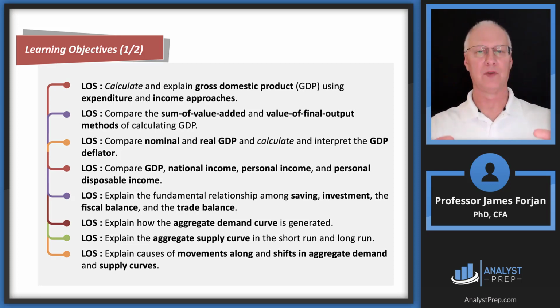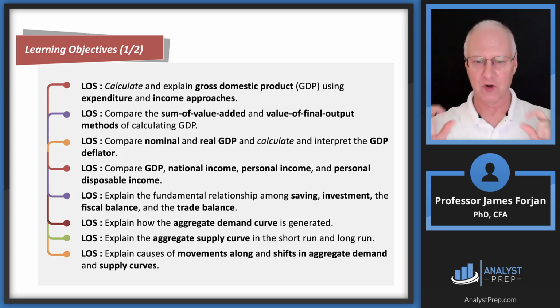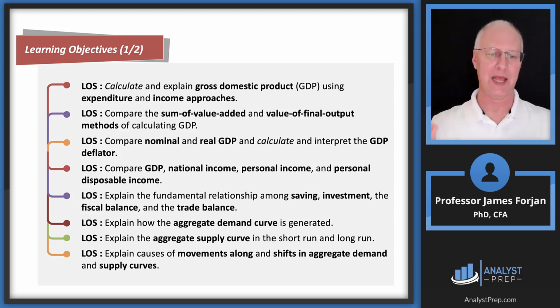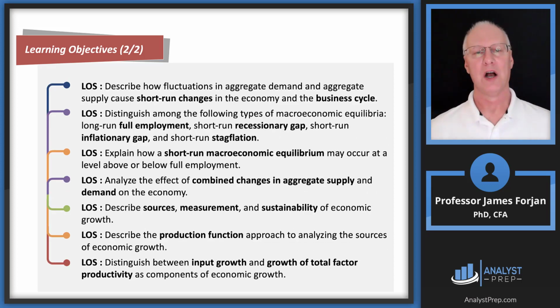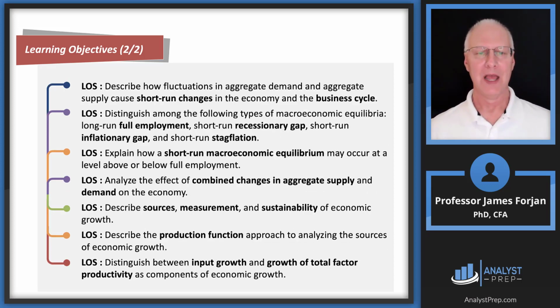Here's my take on this. It's critical to know those first four with GDP. And then it's critical to know aggregate demand and aggregate supply. If you know those two things, then I think the rest of those LOSs kind of fall into place. So my advice is to focus on those four, GDP, then aggregate demand and aggregate supply, and then just kind of fill in the gaps of those other learning outcome statements.